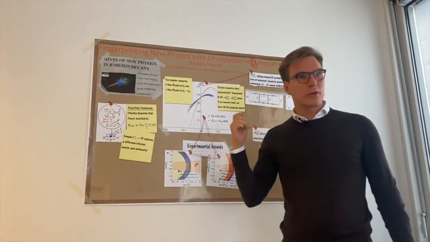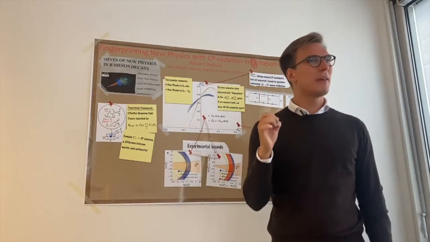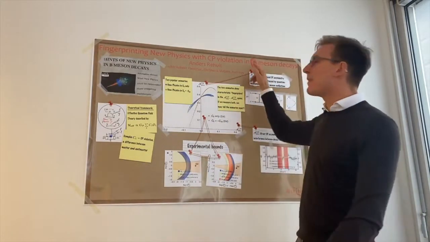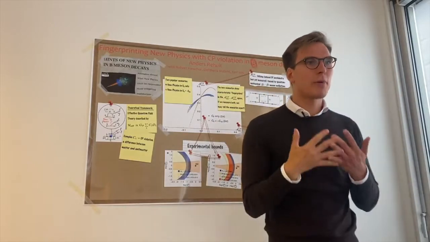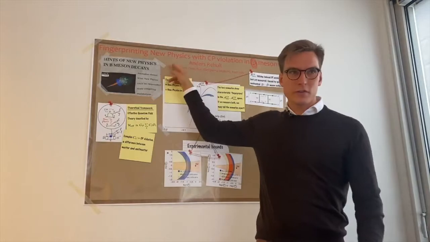That's this. So the point of this poster is that my colleagues and I have found a way to use CP violation in B mesons, which are a kind of particle, to distinguish different theories of new physics beyond the standard model.